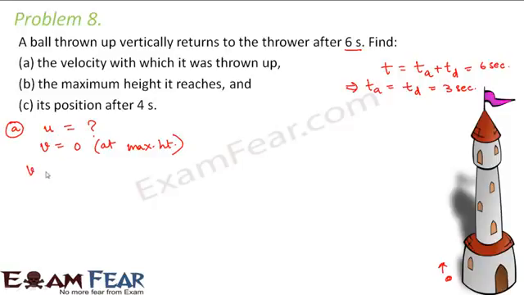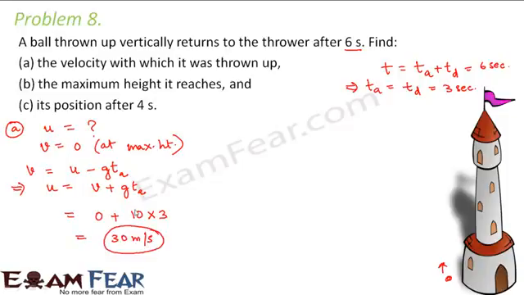So we can make use of the first equation of motion, that is v is equal to u minus g ta, minus because the stone is going up, so the acceleration would be minus, ta means the time of ascent, the time taken to go up. So using this we can say u is equal to v plus g into ta. So what is v? That is 0 plus g, let us take g as 10 meter per second square, into ta, that is 3 seconds. So this will be equal to 30 meter per second.